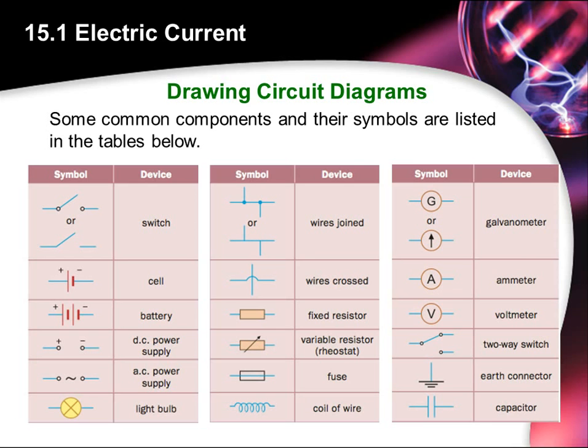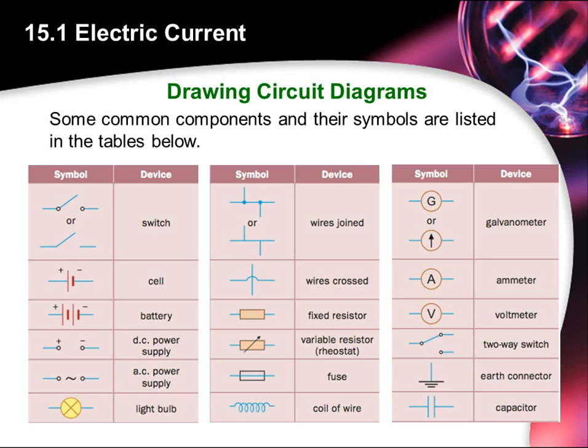I guess that you may notice that we have some new symbols over here. For example, the fuse, which is a box with a line through the center. Things like a coil wire, galvanometer, an earth connector, and a capacitor. And in terms of power supplies, you notice we have two types, DC as well as AC.